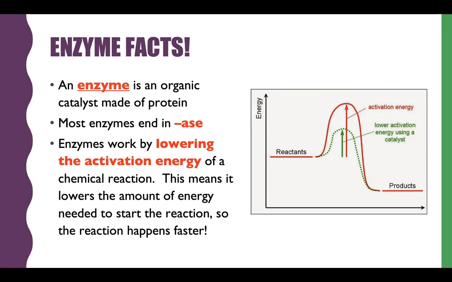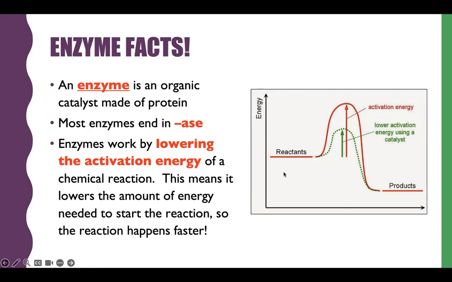What enzymes do is they work by lowering the activation energy of a chemical reaction. So what this means is it lowers the amount of energy needed to start the reaction so the reaction can happen a lot faster. Okay, what does all that mean?